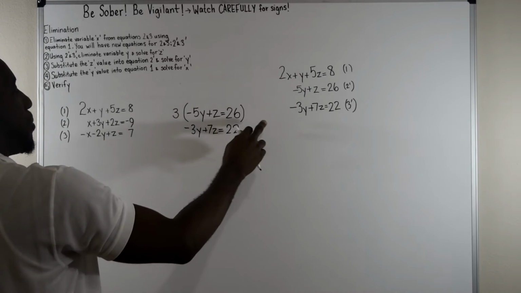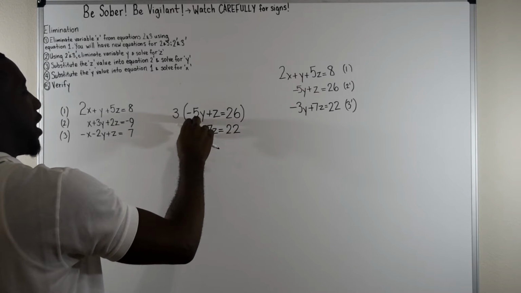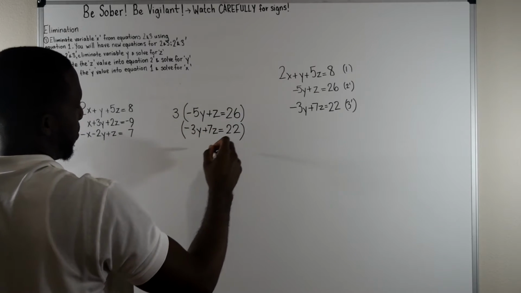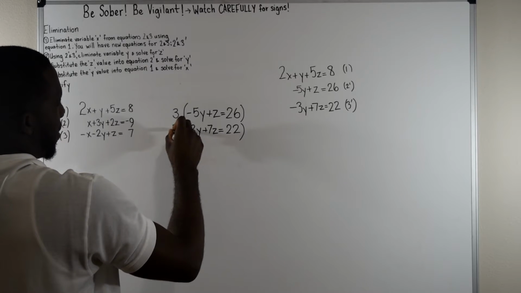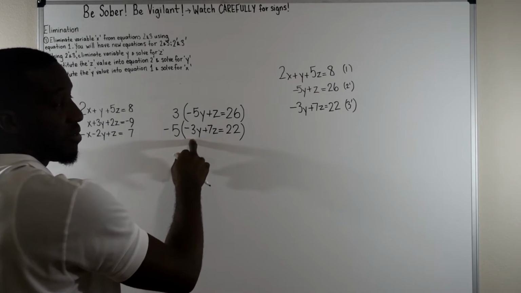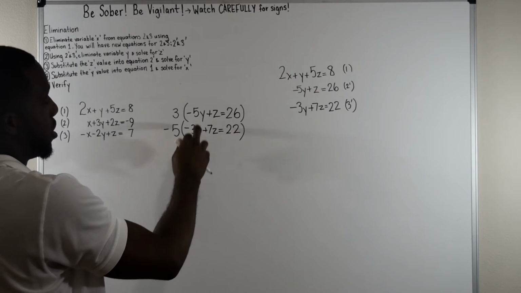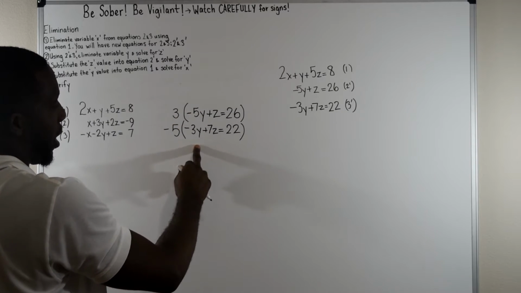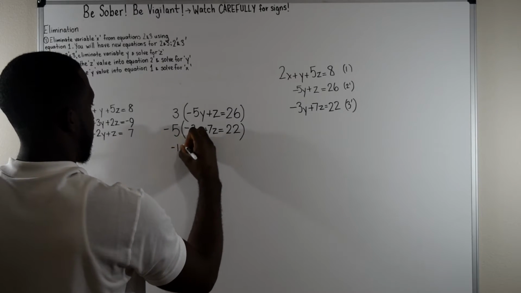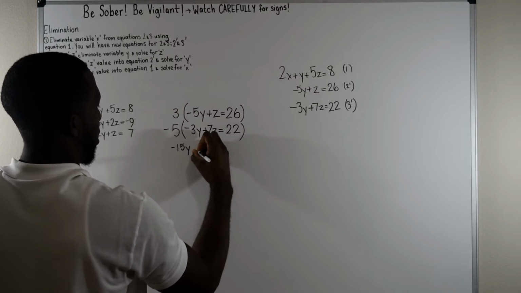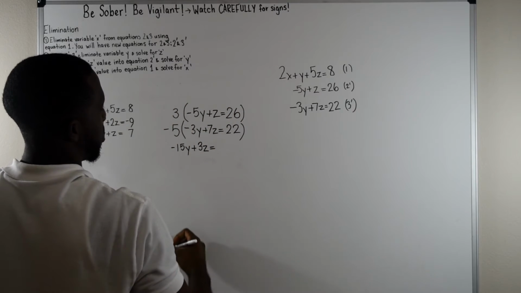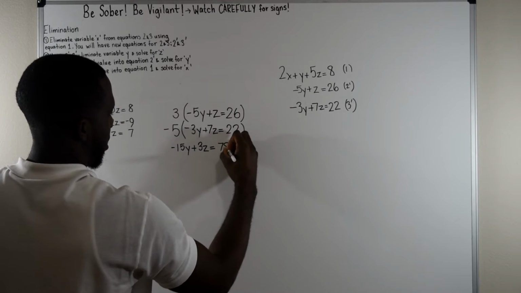Okay, if I multiply the top by 3, this is going to give me a negative 15y. So if I multiply the bottom by 5 or negative 5, I'm going to get positive 15y right here. So a negative 15y and a positive 15y, they cancel each other out. So in turn, I'm going to get negative 15y plus 3z equals 3 times 26 is 78.